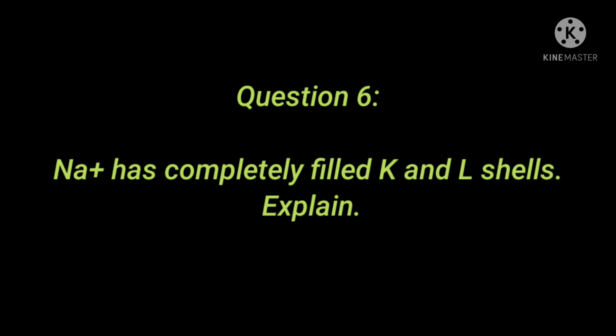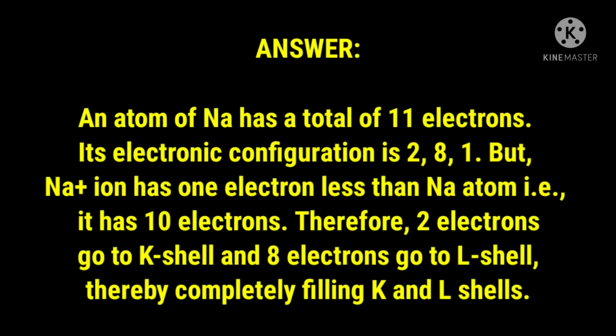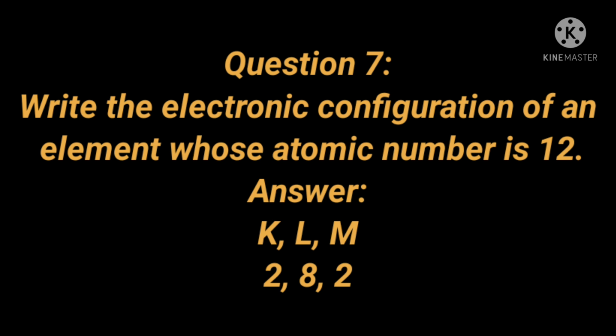Na+ has completely filled K and L shells. You have to explain it. Now remember, this is Na+, not only Na. So Na+ means one electron is less. That is why it becomes Na+, because the number of protons remains 11.